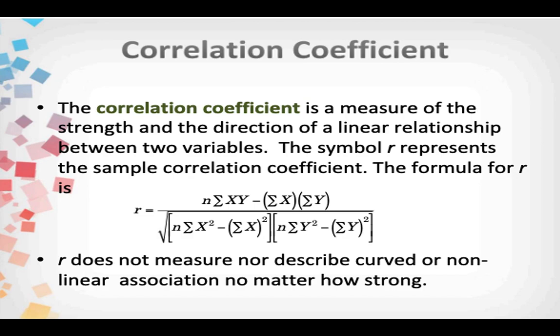First, we have to know how to find R, the correlation coefficient: the summation of xy, minus the summation of x times the summation of y, then the root of the summation of x square minus the summation of x whole square, and likewise for y square and the summation of y. I'll tell you how to find these and how to use the formula.